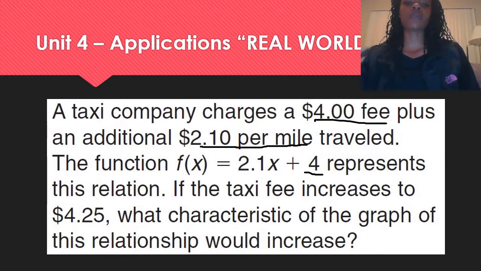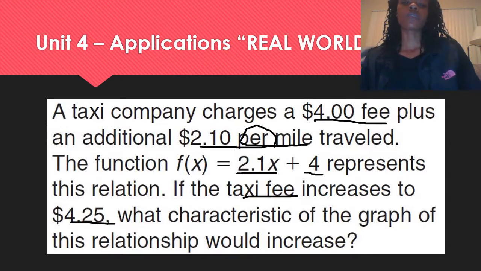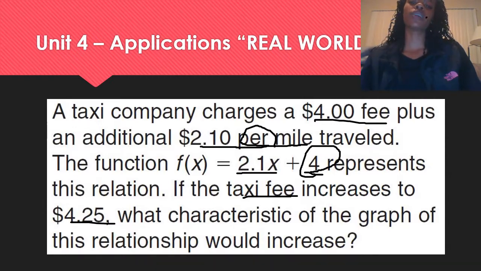$2.10 per mile. Remember, when you see that word per something, that should automatically remind you of your slope. So here we have $2.10 per mile, so that's our slope. And the problem wants us to increase the fee, increase that initial taxi fee to $4.25. So our slope is not changing here. The only thing that's going to change is our actual initial value.